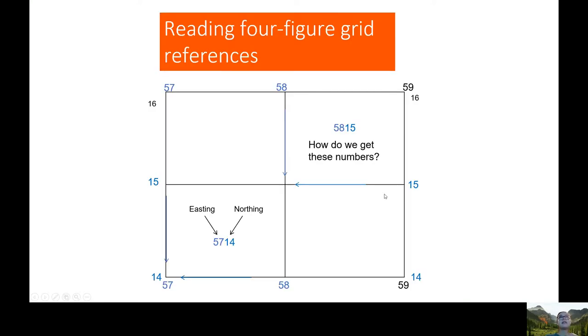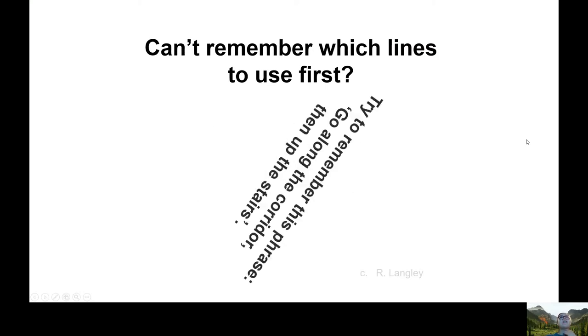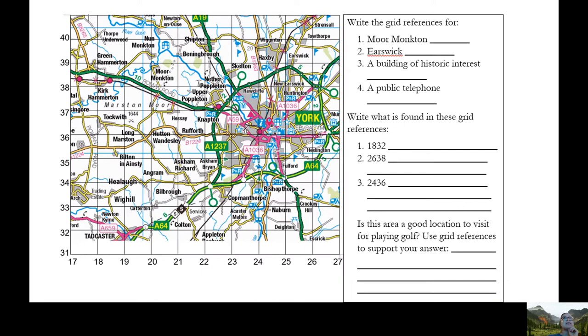So how did we get these numbers? Again, we go to the bottom left corner. We then go down to the x-axis, which gives us 57. And then we go to the y-axis, which gives us 14. As we said, if you can't remember which lines to use first, remember this phrase: along the corridor and up the stairs.